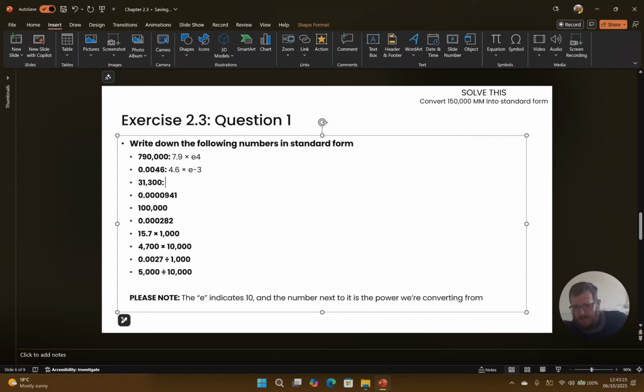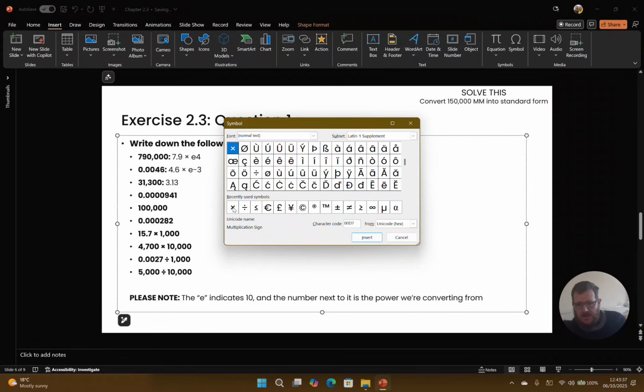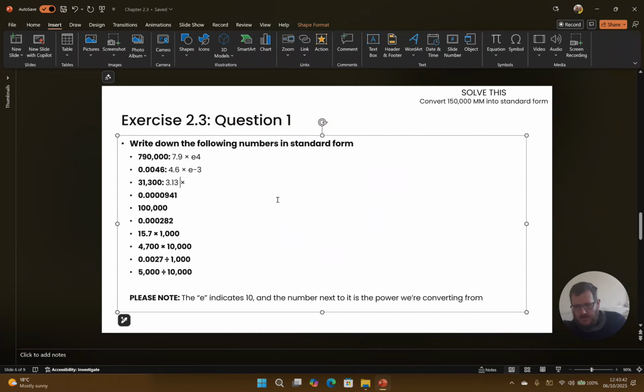31,300. Let's do this one. Let's write the number down between 1 and 10, just 3.13. And then we do the times, followed by the number of zeros. So in this case, there's 2 of them. And yeah, we know the drill on that one.